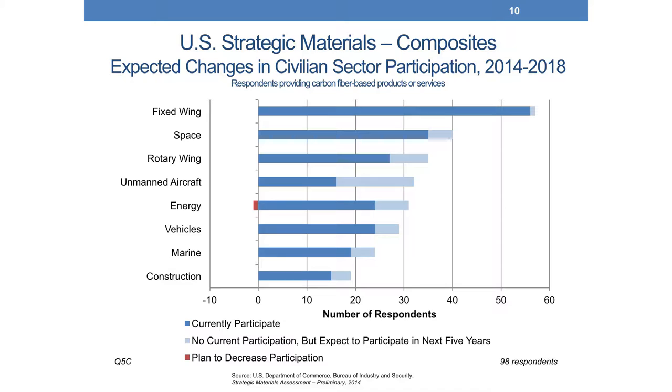Fixed wing, God bless Boeing, cranking out those airplanes. Very little dropout except in one company. We had one or two companies in the energy sector. So again, these companies are diversifying themselves. A larger number of firms here are in the commercial side of composites.